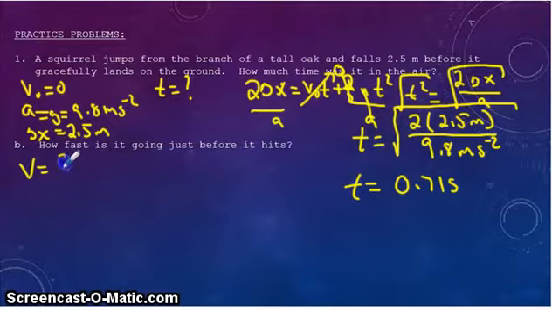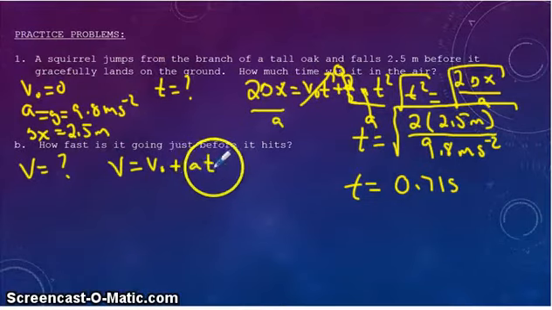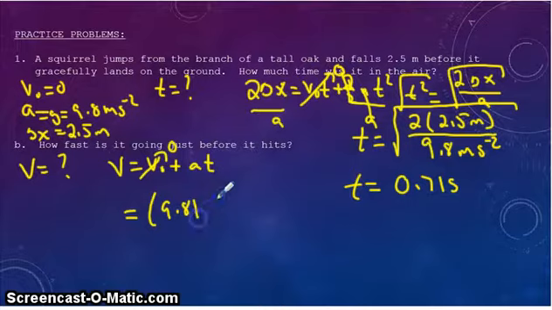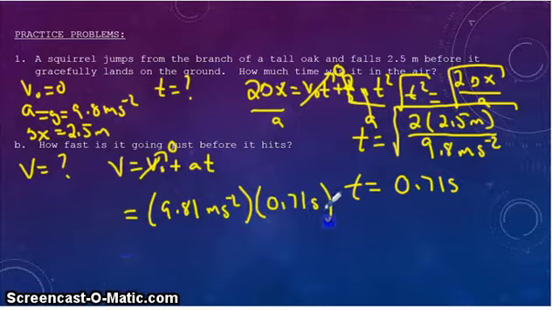Now if I want to know how fast the squirrel's going just before it hits the ground, I'm looking for my final velocity, and once I know how long, I can multiply the acceleration by the time in order to figure out how fast. My initial velocity is still 0, so this is 9.8 meters per second squared times my 0.71 seconds. And that gives me a speed of 7 meters per second.